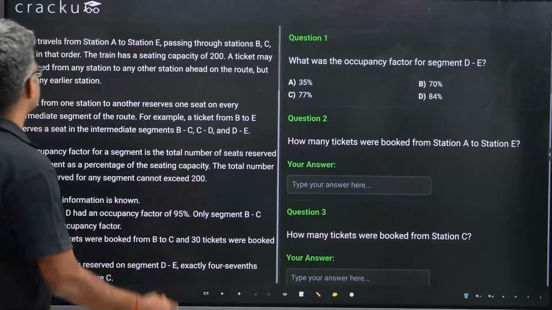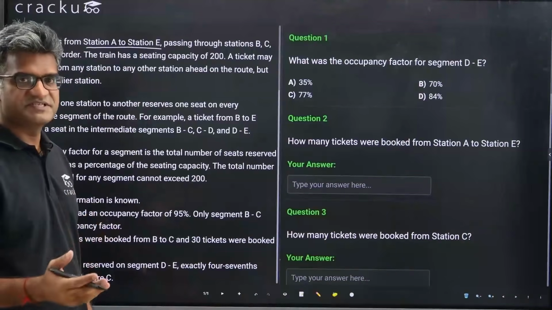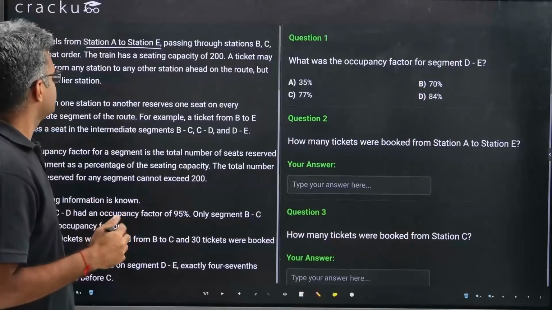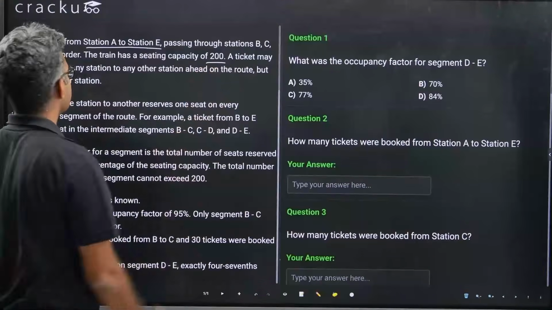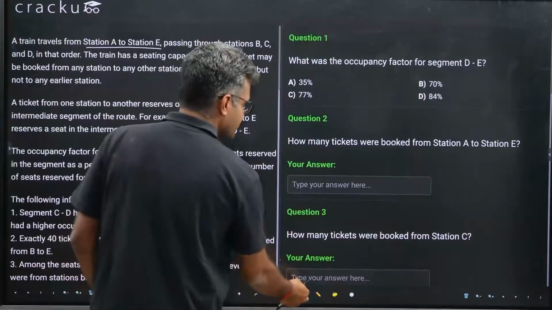In this question, we are told that there is a train which is traveling from station A to station E. That is, it is passing through 3 stations B, C and D. The train has a capacity of 200 and a ticket can be booked from any station to any station. So let us try to figure out how it actually looks.